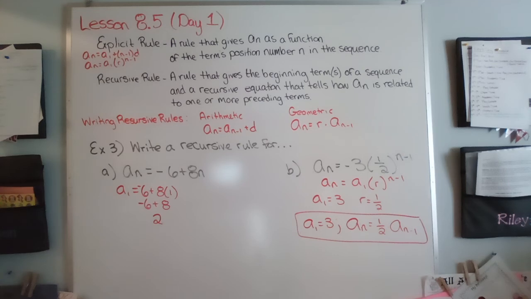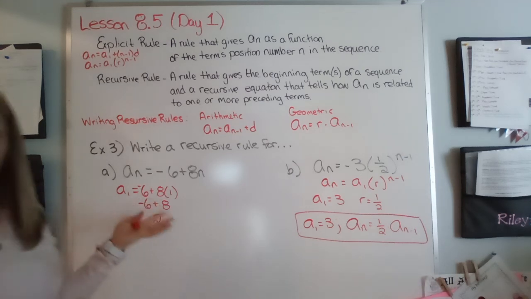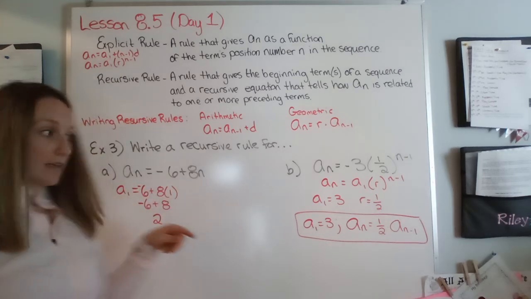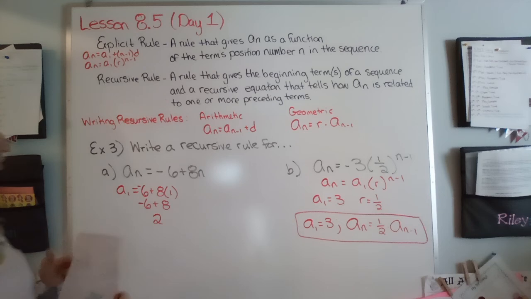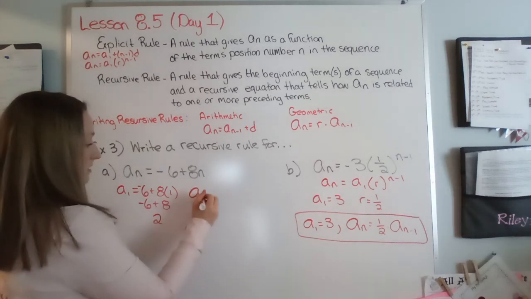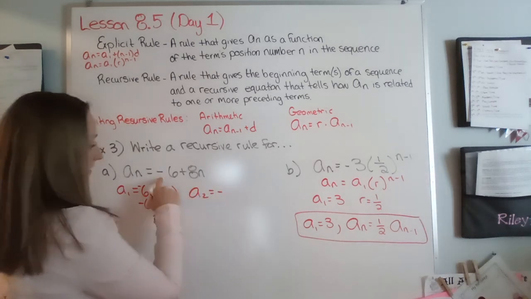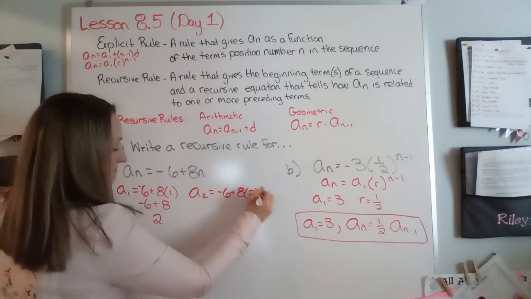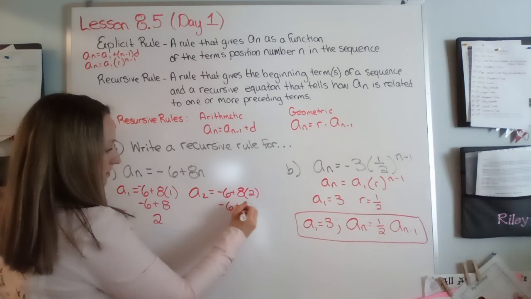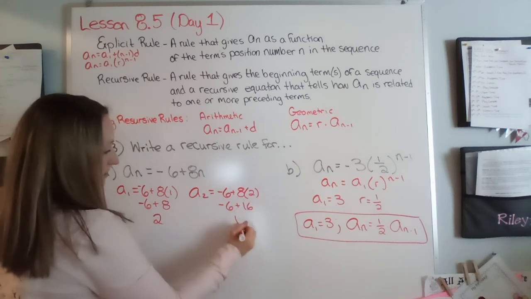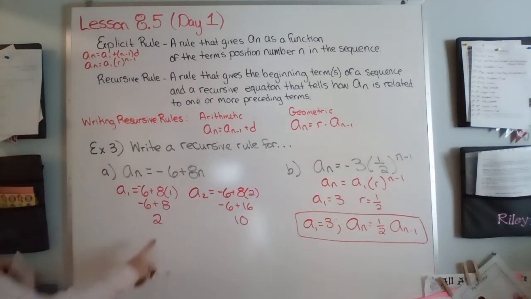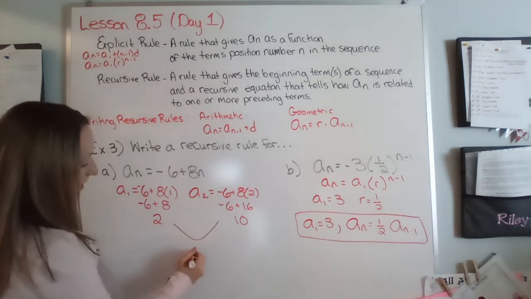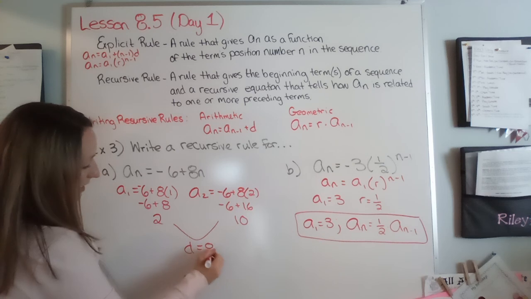All right, now if you can't, and you might be able to, maybe you look at this and you know what the common difference is, and I'll talk about that in a second by looking at the rule, but if you're not sure, find the second term. The second term is equal to negative 6, don't lose your negative this time, plus 8 times 2. That's negative 6 plus 16, that's 10. Okay, so if the first term is 2 and the second term is 10, hopefully now you can see that your d value is 8.